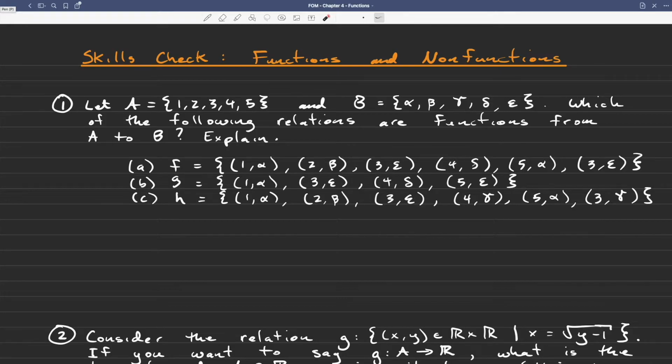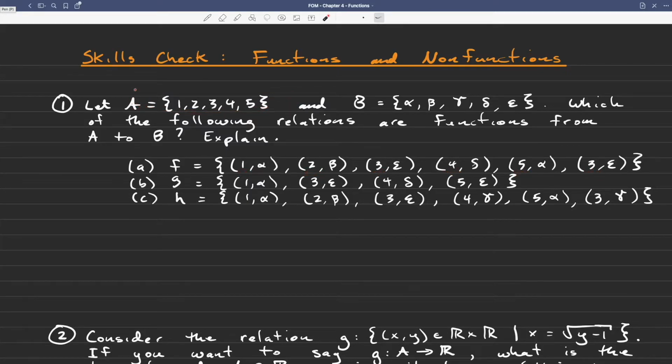So let's look at part A, the function f. So let's check the domain part. Is the domain all of A? Well, I see 1, 2, 3, 4, 5, and then I see 3 repeated. But the domain is 1, 2, 3, 4, and 5, which is all of A. So that checks out. How about the range?